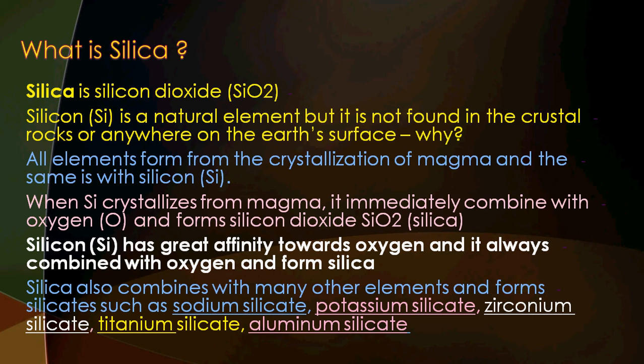When silicon crystallizes from magma, it immediately combines with oxygen and forms silicon dioxide or silica. Silicon, Si, has great affinity towards oxygen. It has great attraction towards oxygen, and it always combines with oxygen and forms silica. Silica also combines with many other elements, many other oxides to form silicates such as sodium silicate, potassium silicate, zirconium silicate, titanium silicate, aluminum silicate, etc.